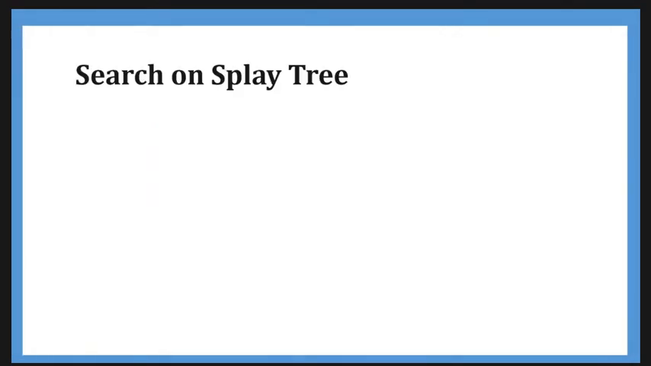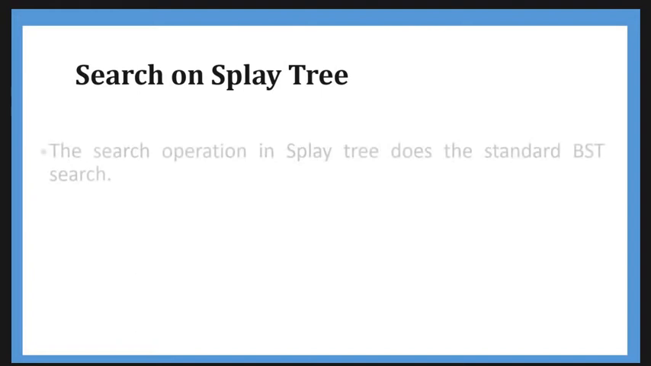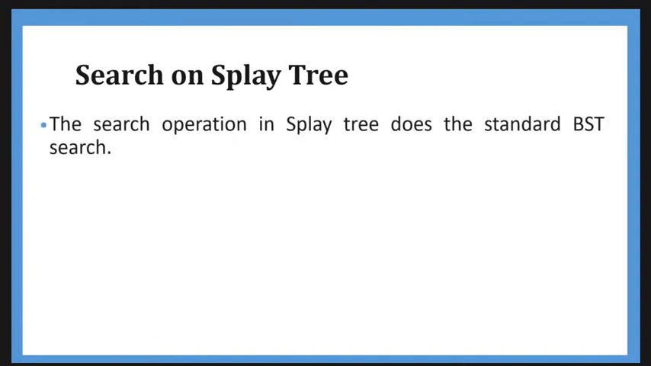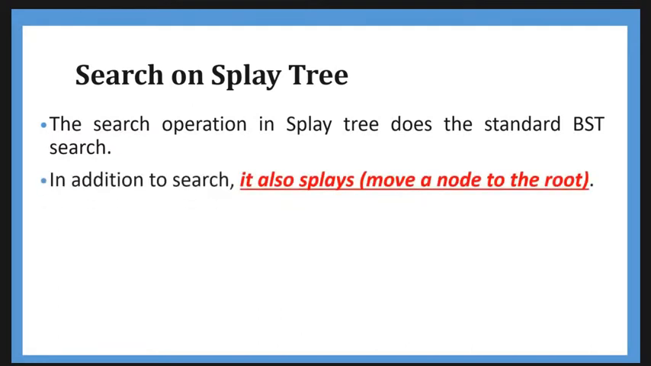Let us take an example of searching on a splay tree. The search operation in splay tree does the standard BST search. Standard BST search means if I want to search a particular key K, you compare it first with the root node. If it is less, then you traverse the left subtree. If it is greater, then you traverse the right subtree. So the basic operation is the same, but the change is that in addition to the search, it also splays or moves a node to the root.